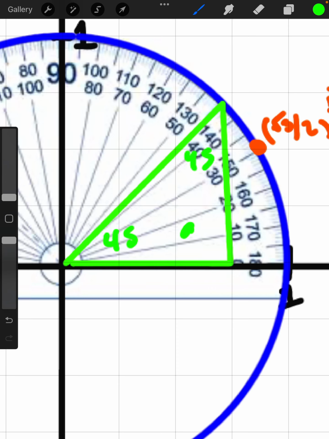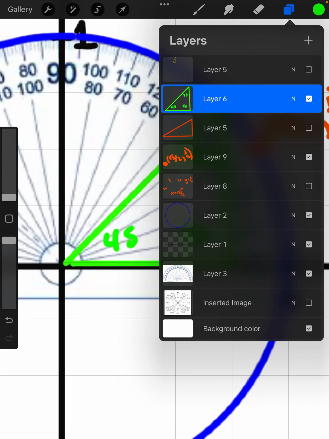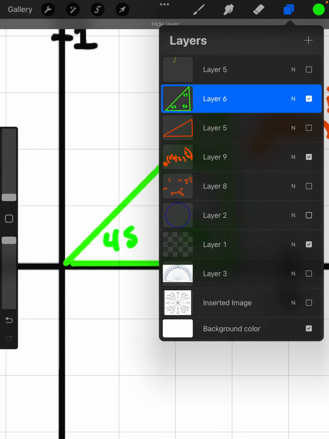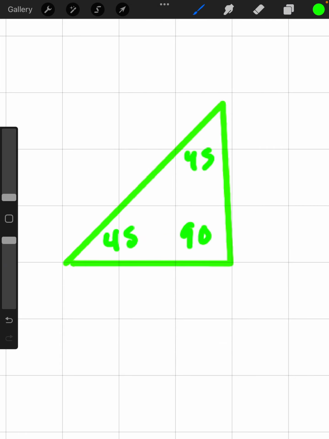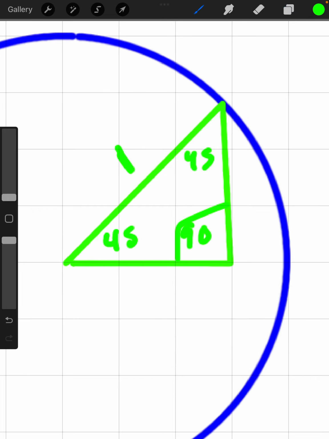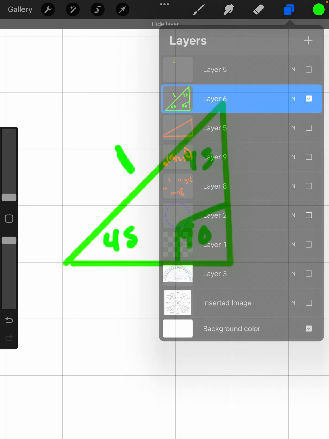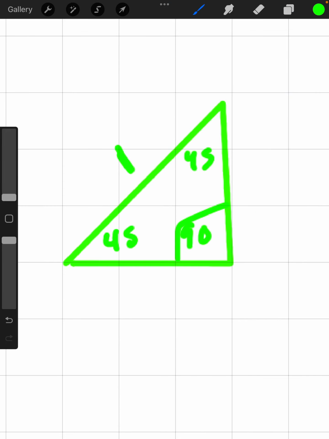Sorry, let me rewrite that. 45, 45, 90. And again, we're going to get rid of everything else so that we can just look at the triangle. So 45, 45, 90. Our hypotenuse is 1 again because that hypotenuse was the radius of the circle. So our hypotenuse is 1.